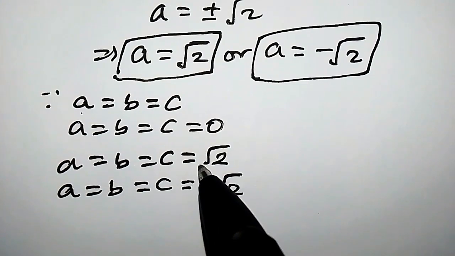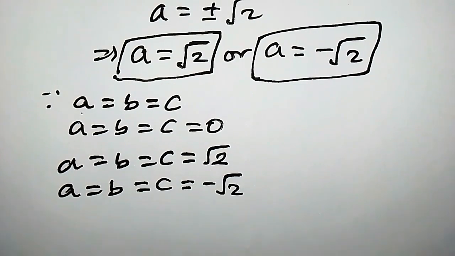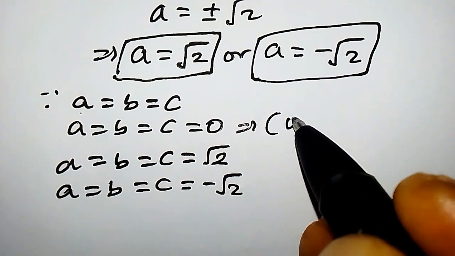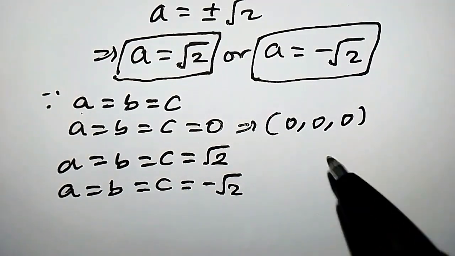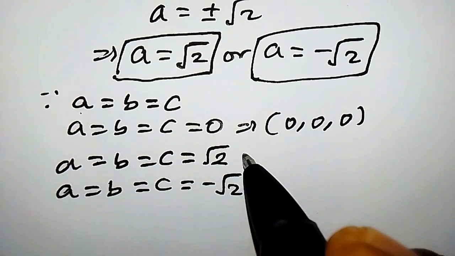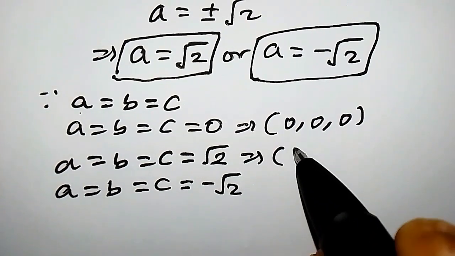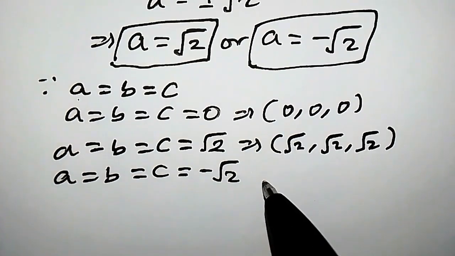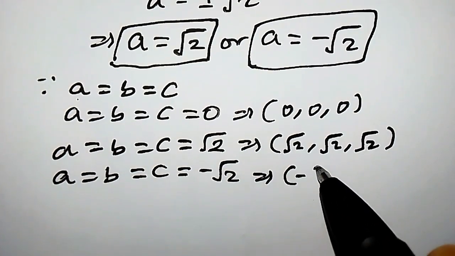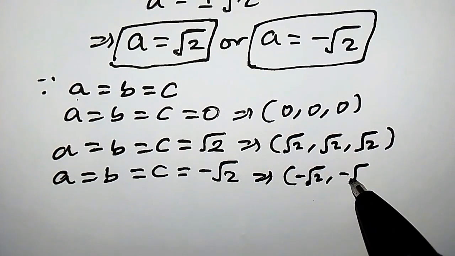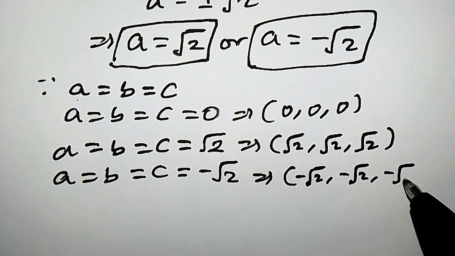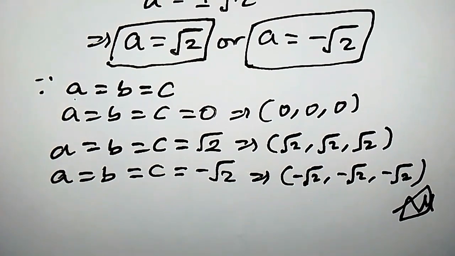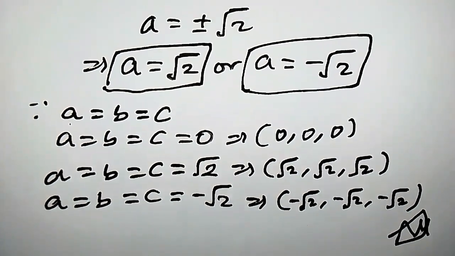We can also rewrite all these in a more unique way. Consider this first. We can rewrite it as 0, comma 0, comma 0. That is A is 0, B is 0, C is 0. And this also, that will be root 2, comma root 2, comma root 2. And this one, that will be negative root 2, comma negative root 2, comma negative root 2, just in coordinate form. This is the required solution for this nice algebraic problem.